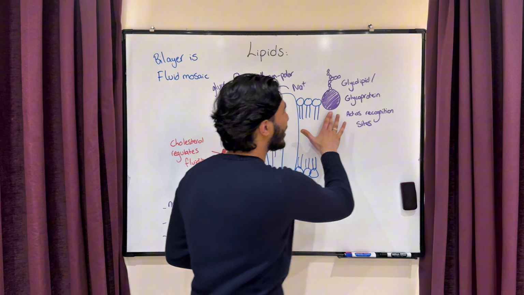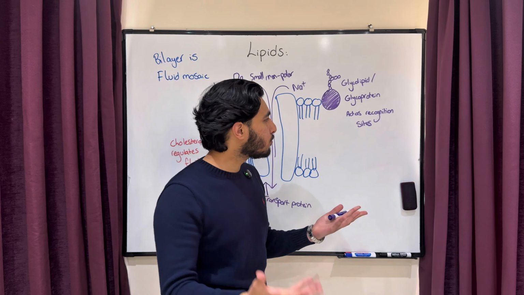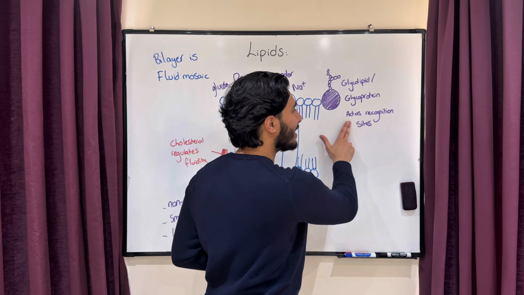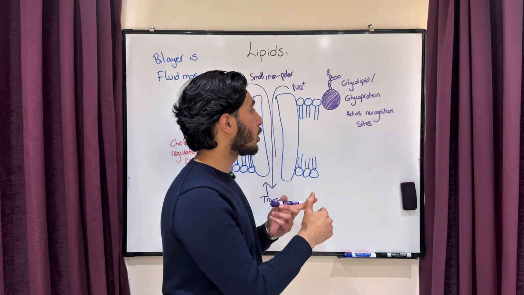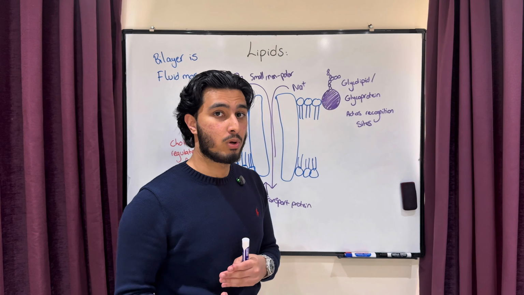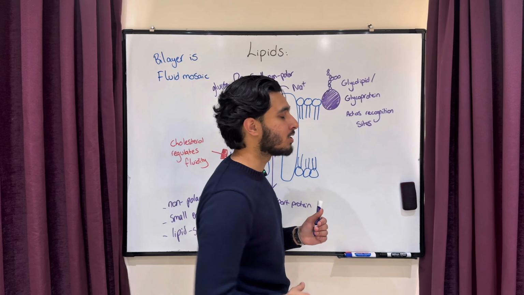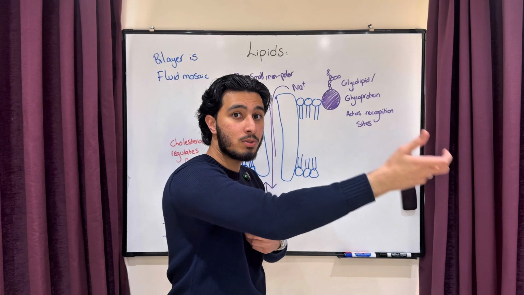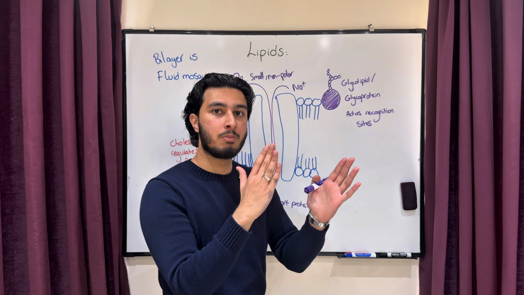Final thing, the glycolipid and the glycoprotein. You rarely get tested on this, but just for your information, they act as a recognition site. So a glycolipid is basically a lipid with a sugar, and a glycoprotein is a protein with a sugar. And what they do is they act as recognition sites. They send signals and they receive signals from other cells. And that's how one cell communicates to another.